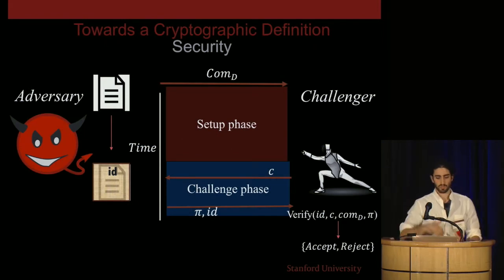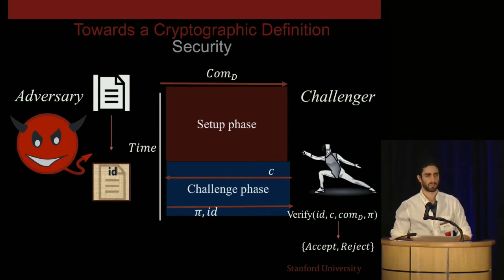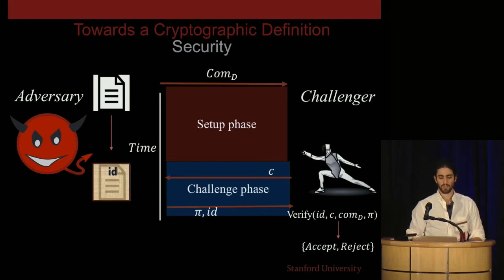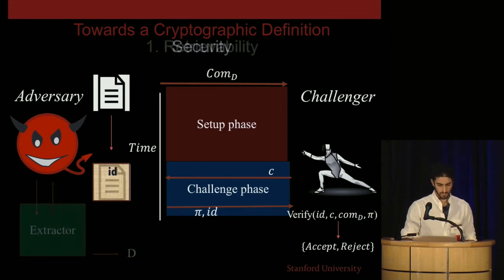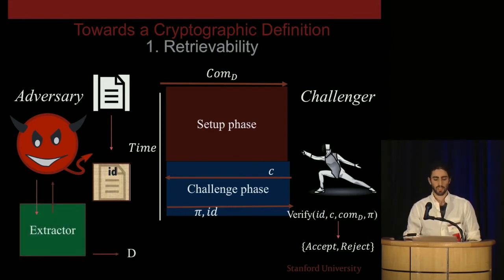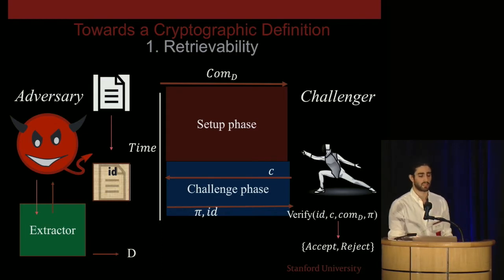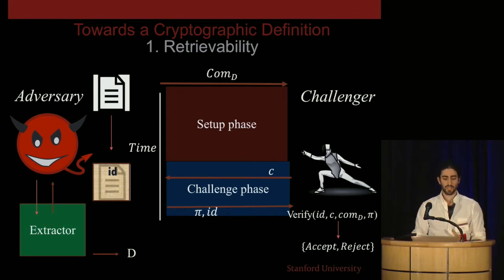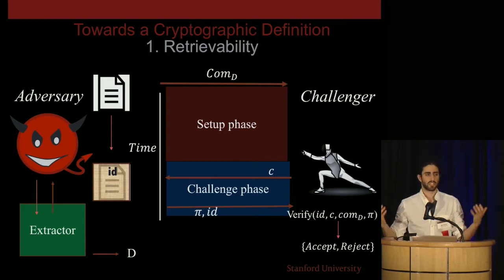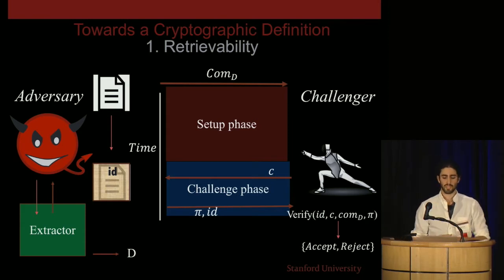So again, towards this cryptographic definition, we have this setup phase and this challenge phase, and we can model the security in terms of a game between an adversary who's deviating from the honest prover strategy and a challenger who's going to challenge this adversary to produce proofs. The first thing we want is retrievability, just like a proof of retrievability, that if the adversary passes the proof, then there exists some kind of extraction algorithm that can look at the adversary's state and extract the original data.